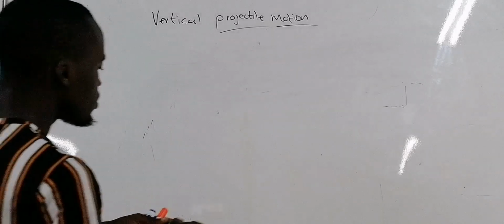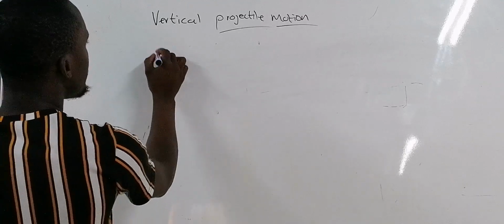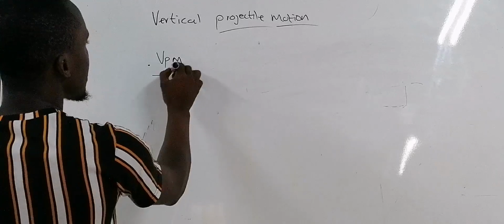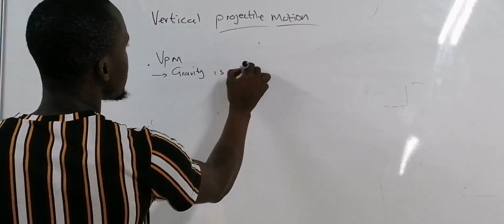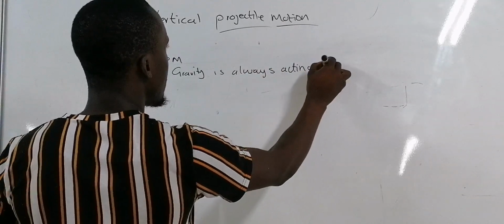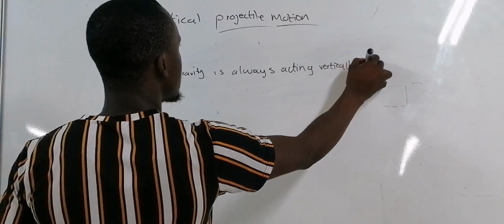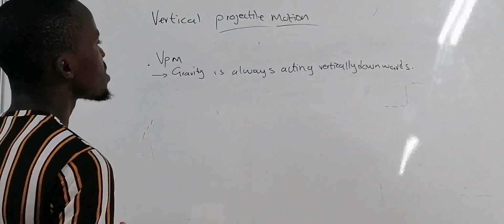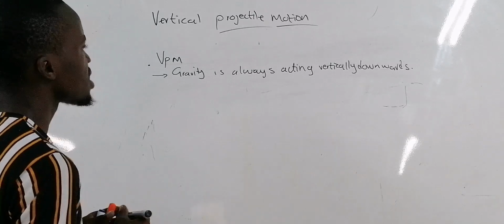Now, what you must know is that under vertical projectile motion, gravity is always acting vertically downwards, as we know from Newton's laws. And what we must know again is that this force is the force of attraction from electrostatics, right?